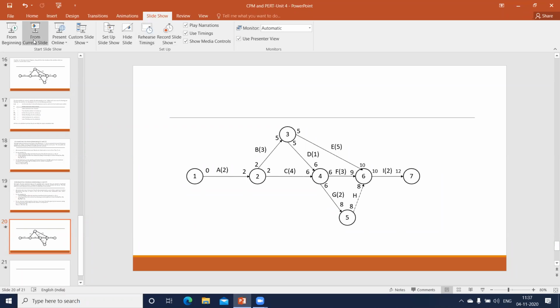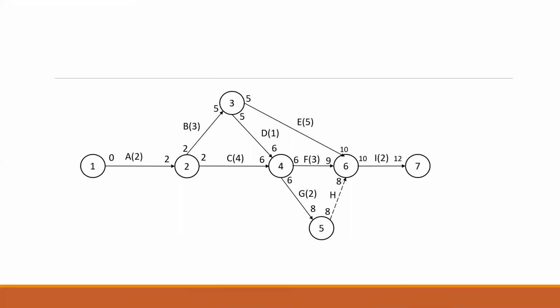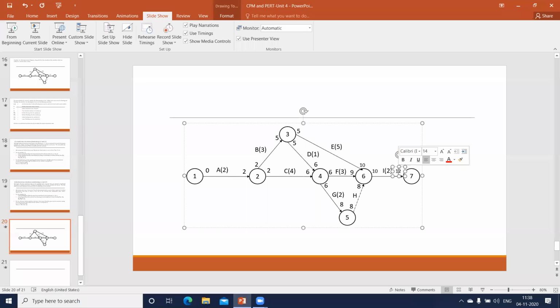Okay, let me play this again. So your network diagram looks like this once I complete my forward pass. Now, what about the backward pass? Backward pass will start from node number 7, from here. I'll put the number here. I'll copy this whole thing. So this will be 12 here. 12 minus 2 will give me 10. So here again, I'll get 10.